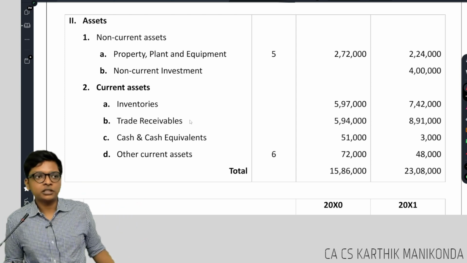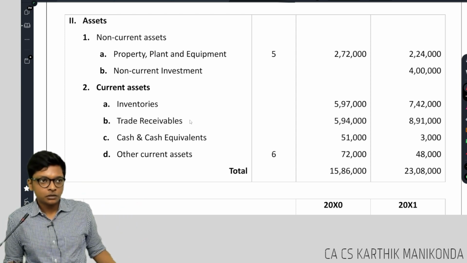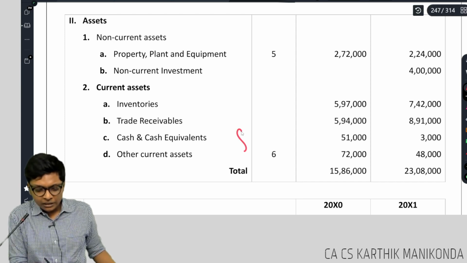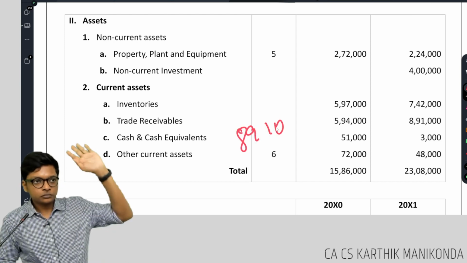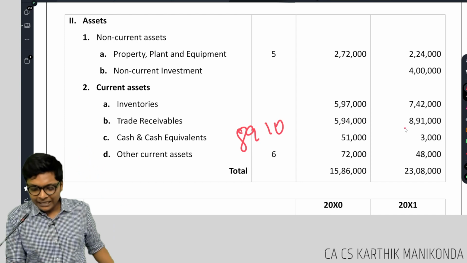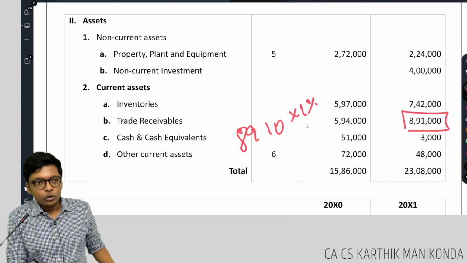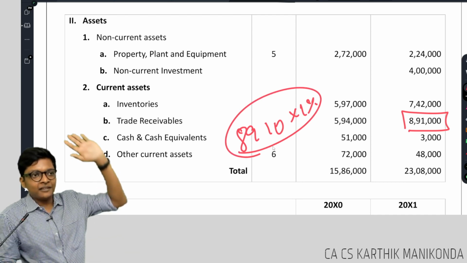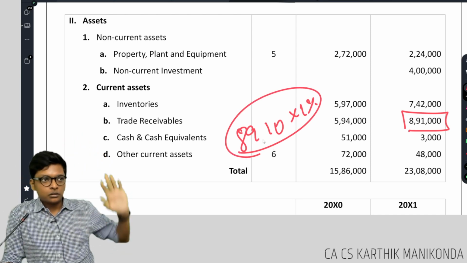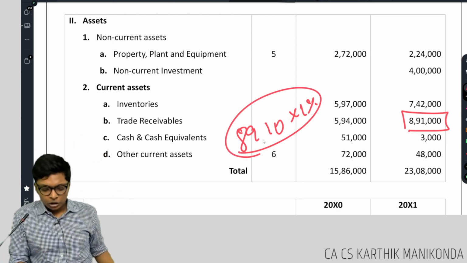Yes, Lakshita, how much? 8,000. How many have you got? 8910. 8,91,000 is after provision. So I will add back 1%. How many have you got? 8910. Yes, Sharan, 8910. Now very simple.